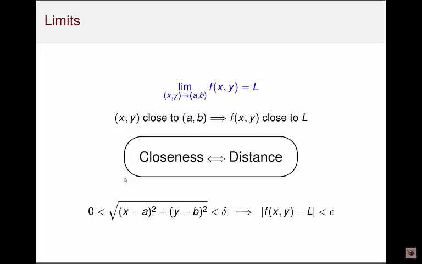for any epsilon that we choose, we want to be able to find a delta, or there must exist a delta which is positive as well, so that this implication holds, meaning when xy is sufficiently close to ab, then our function is that close to L. Well, how close? Epsilon close, for any epsilon. So essentially this is the formal definition of limit.